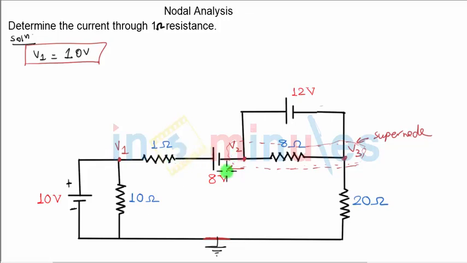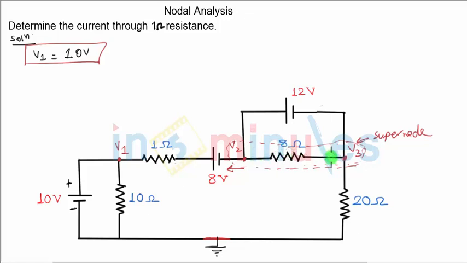Now please remember that whenever you have formed a supernode, whatever branches you have between V2 and V3, you never write any current expressions in those branches. There is a branch of 12 volts battery and there is a branch of 8 ohm resistance. If this 8 ohm resistance was not there, then we would have definitely not defined current through 12 volts. That is something we already know. We are not going to define current through 12 volts battery because we cannot. But what about current through 8 ohm?